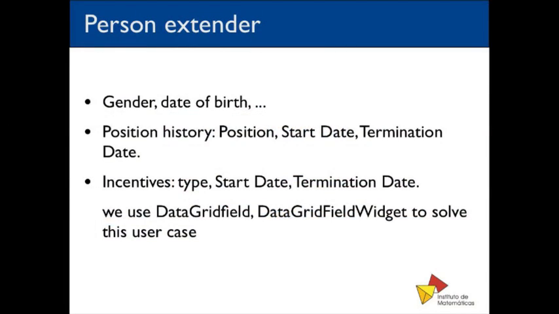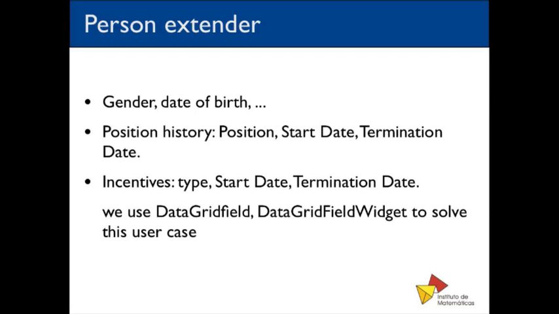What we need was more than this information, so we use the extender. We need information like gender, date of birth, and, at least at my university, positions. So you can be a research type A, B, or C. And we need to keep track of all this history that the researcher is going through. So we need to store which position it has, when it started, when it finished, when it passed to the next position.